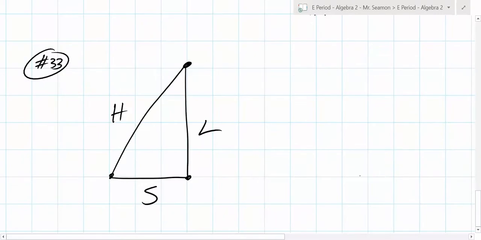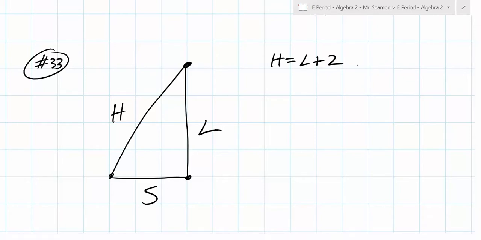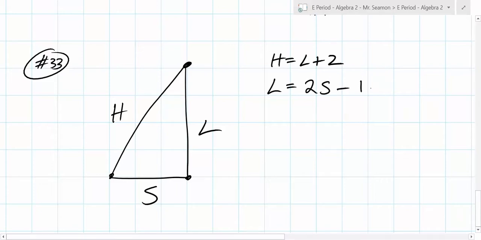Okay. Tell me what it is. H is equal to L plus 2. The hypotenuse is 2 inches longer than the longer leg. Write that down. Good. The longer leg is 1 inch less than twice as long as the shorter leg. So what does L equal? 2s minus 1. Exactly.